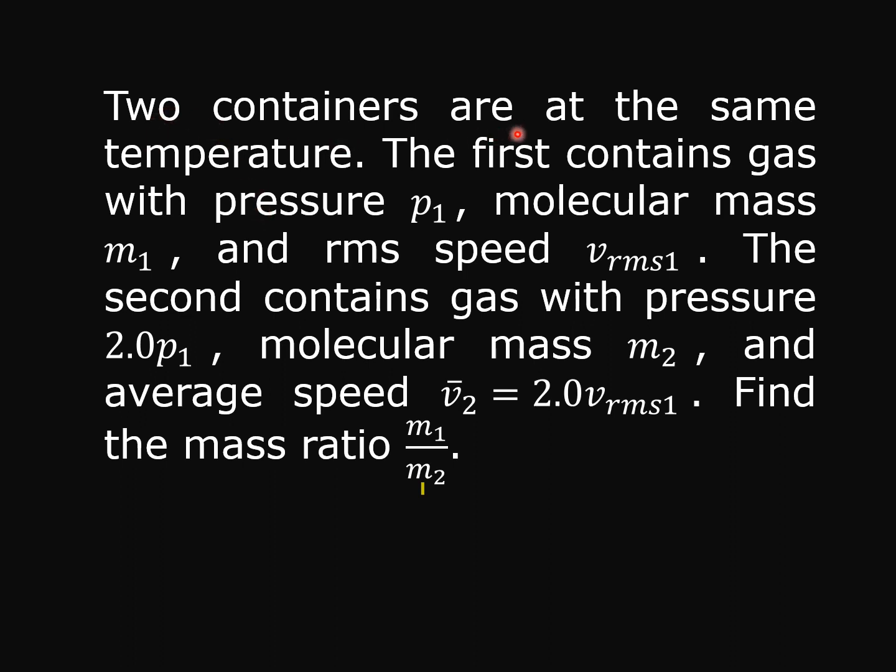Two containers are at the same temperature. The first contains gas with pressure P1, molecular mass M1, and RMS speed Vrms1. The second contains gas with pressure 2 times P1, molecular mass M2, and average speed V bar 2 equal to 2 times Vrms1. Find the mass ratio M1 to M2.